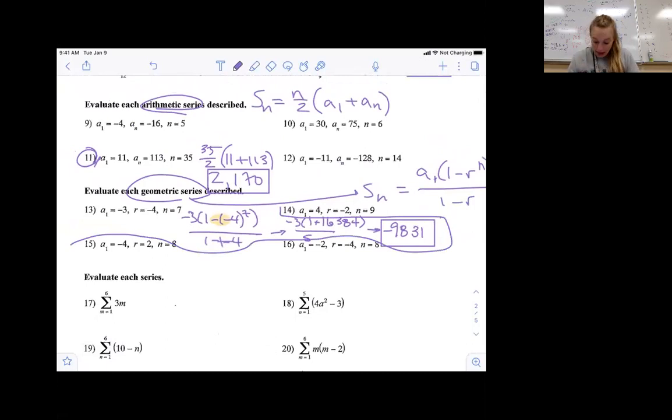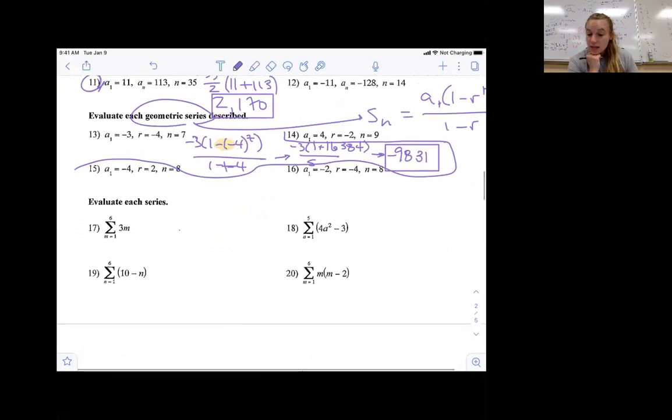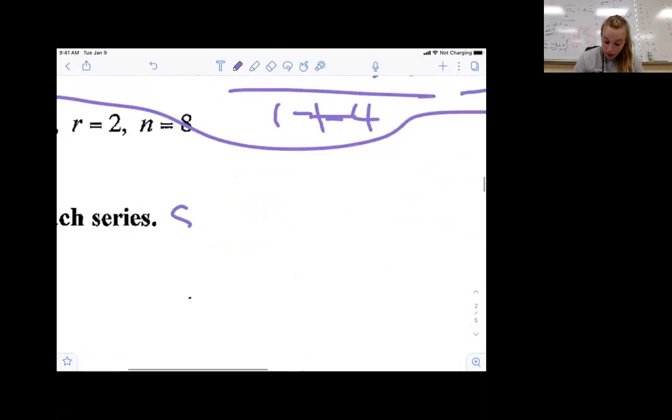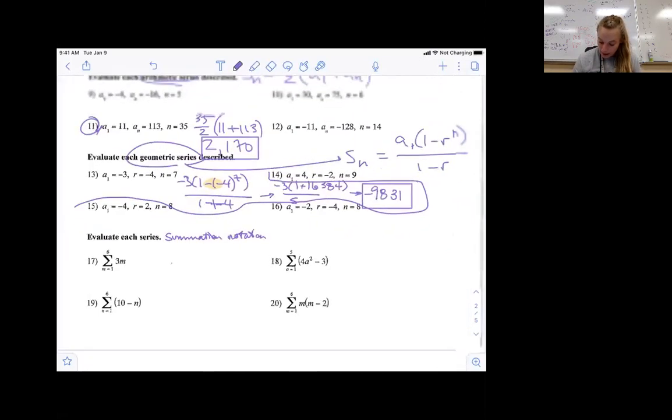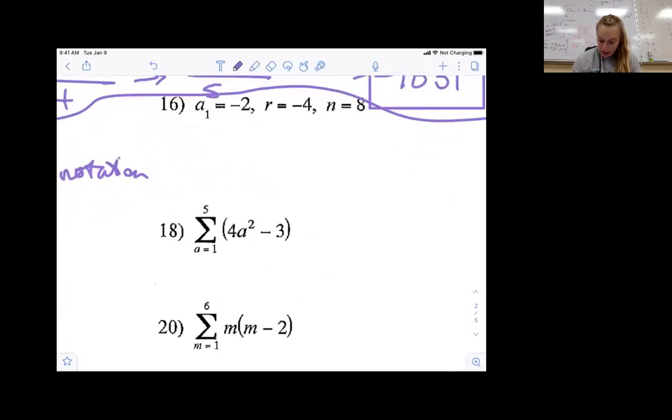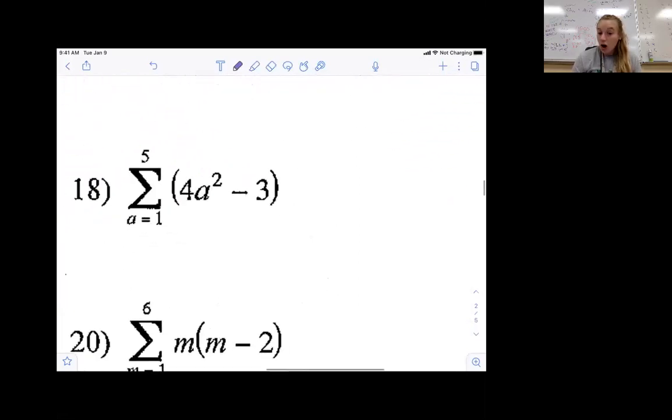All right, and then the last thing on this page is evaluating the series. This is summation notation. We did a problem like this in class, and I told you you were responsible to know how to do this. So we're going to go over that. Let's see, number 18 looks like the hardest one. All that's happening here is that we're going to plug different numbers in for a. We're going to start with 1, then do 2, 3, 4, and go all the way up to 5 because the top number is what tells us to stop.